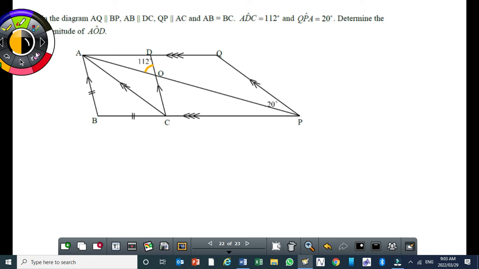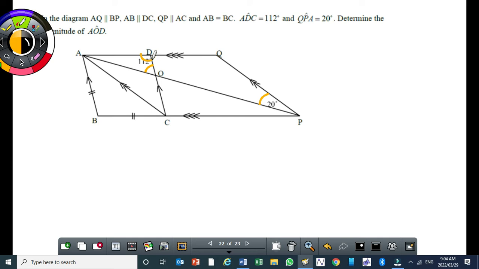Okay, please be aware, there is no name of any shape here. So we just have to prove, okay, and then we are also given QPA, this angle here, 20, and we are given that angle there, ADC, equal to 112. Okay, now if we want to determine the size of the angle, we need to do a bit of some calculations.